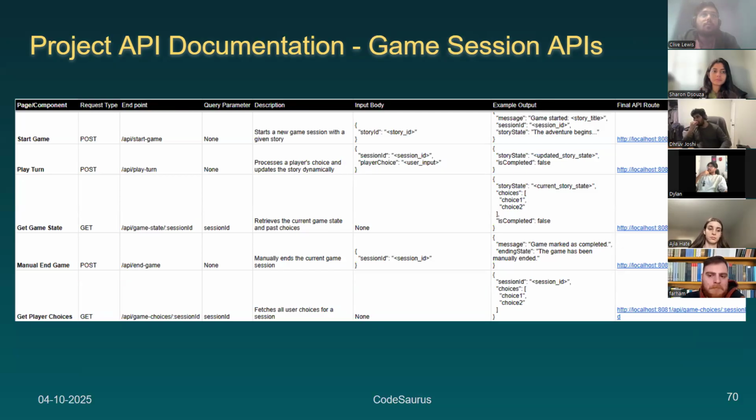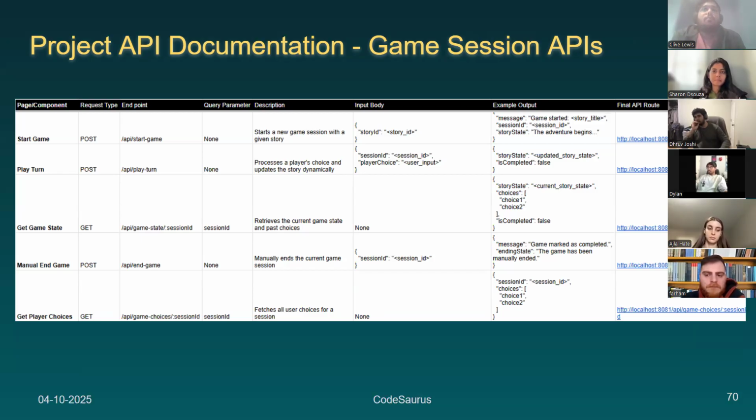Yeah, this part has to do with the game session controlling. So the first one is start game, where you send your selected story ID, and it's a post endpoint which sends back the initial story prompt and the session ID for the front end to save. Second one is play turn.